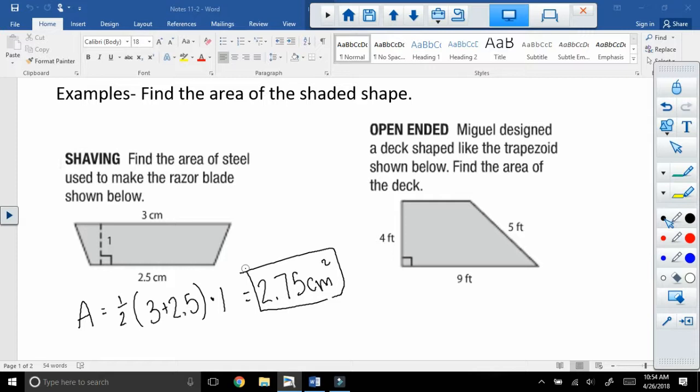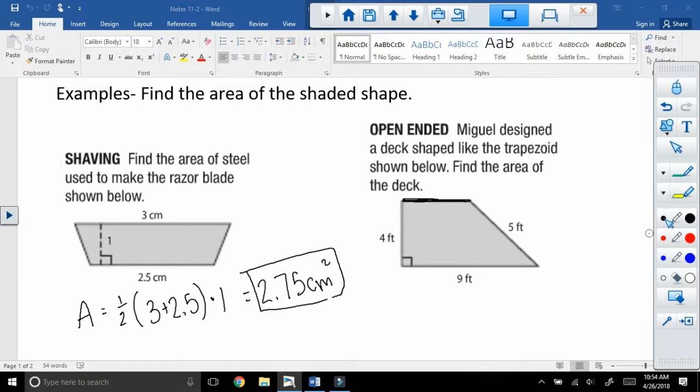Okay, for this next one, you don't have both bases. Remember, the bases of the trapezoid are the ones that are parallel to each other. You don't have this base here. You're going to need to find that before you can find the area of this trapezoid.